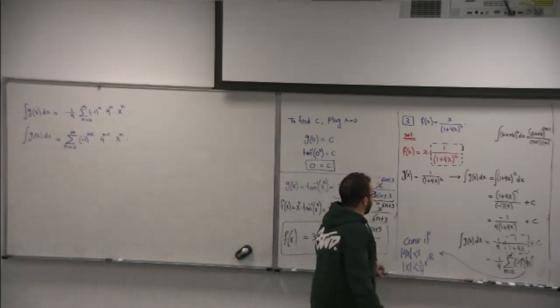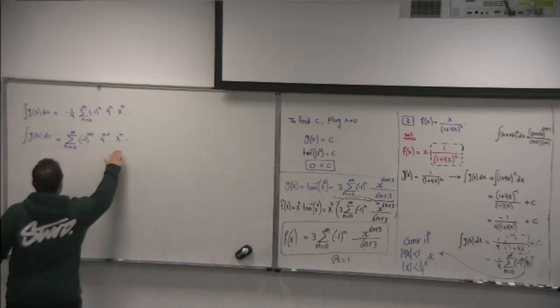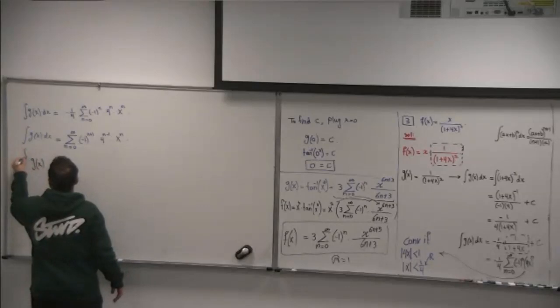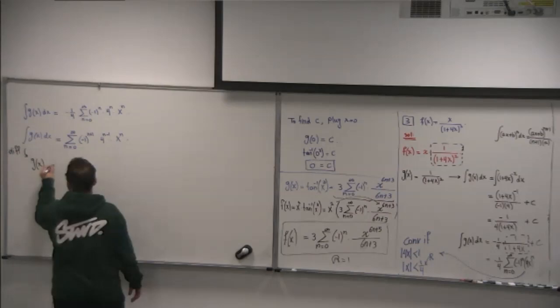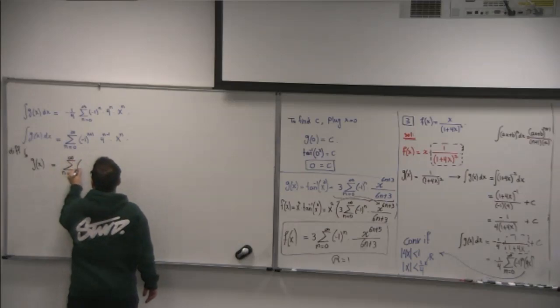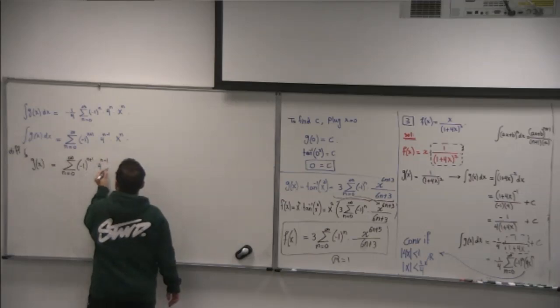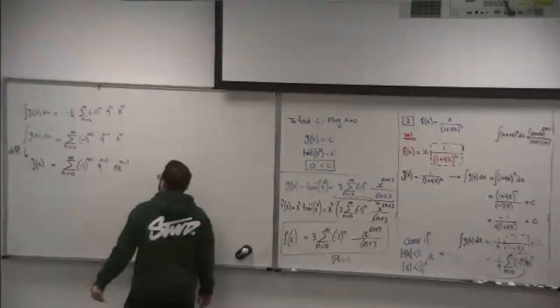Okay? Now to find g of x, now we fully represented it as a power series. To find g of x, you differentiate both sides. So the derivative of the integration, they cancel each other, and the derivative of the power series is exactly differentiating only the x. So what's the derivative of x power n from the power rule? It's n x power n minus 1.